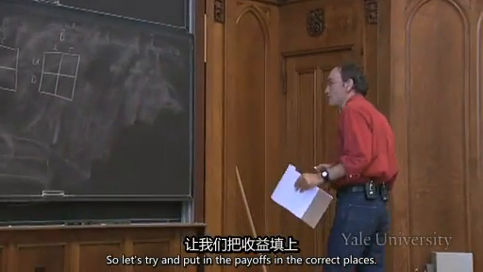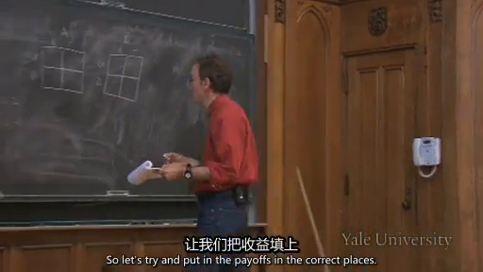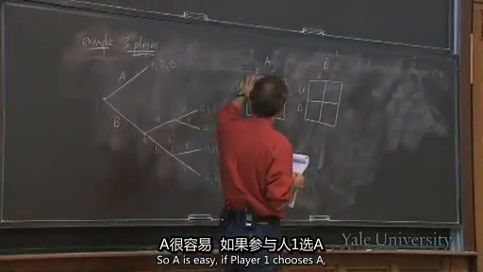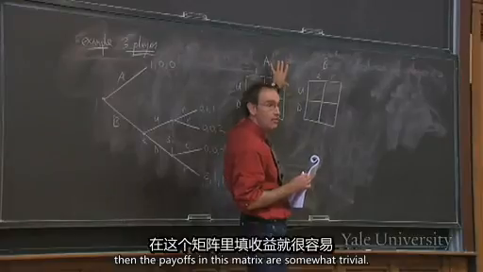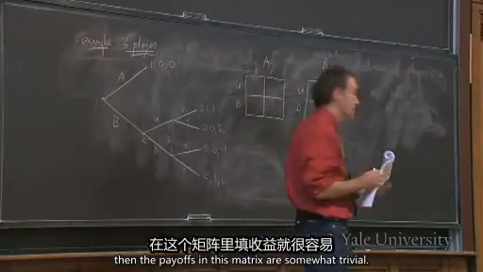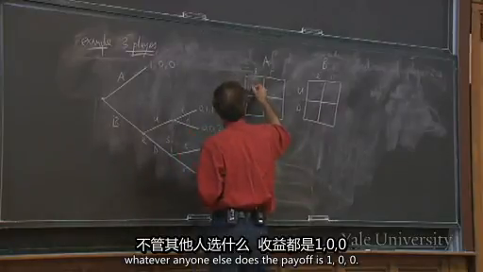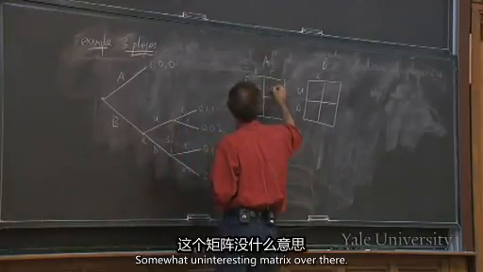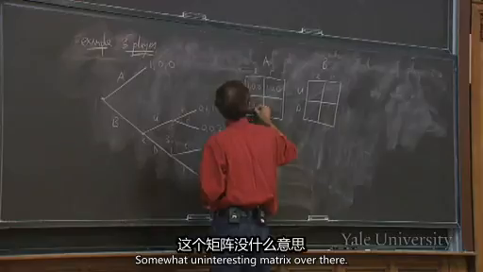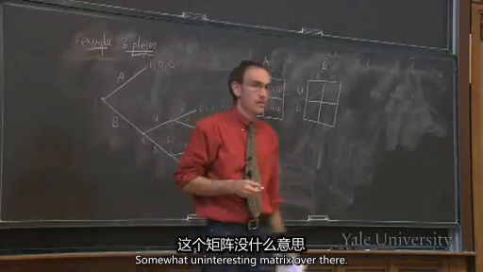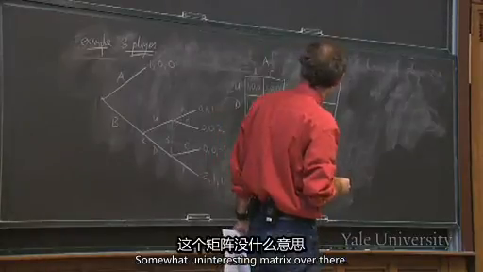All right. So let's try and put in the payoffs in the correct places. It's not always easy to do, but let's try. So A is easy. If player 1 chooses A, then the payoffs in this matrix are somewhat trivial. Because if player 1 chooses A, whatever anyone else does, the payoff is 1, 0, 0. So somewhat uninteresting matrix over there.